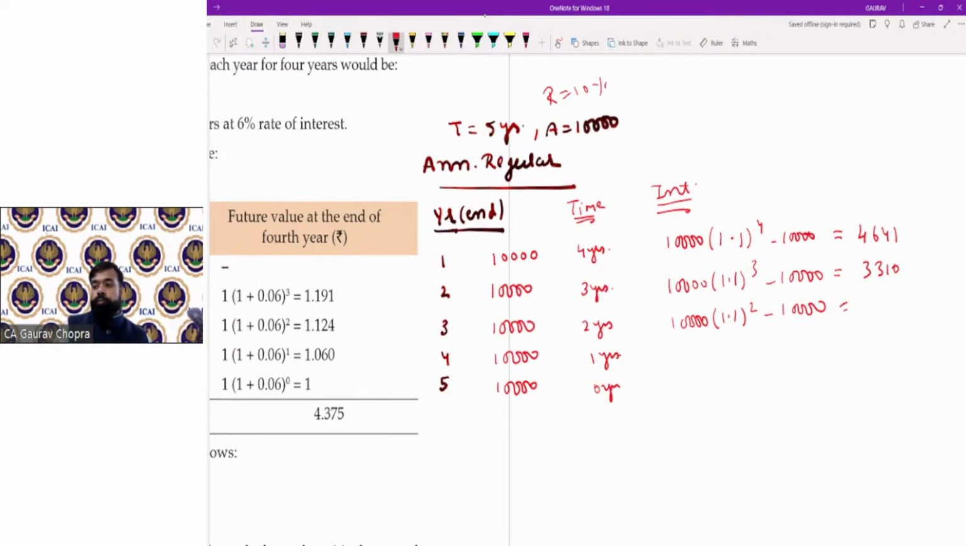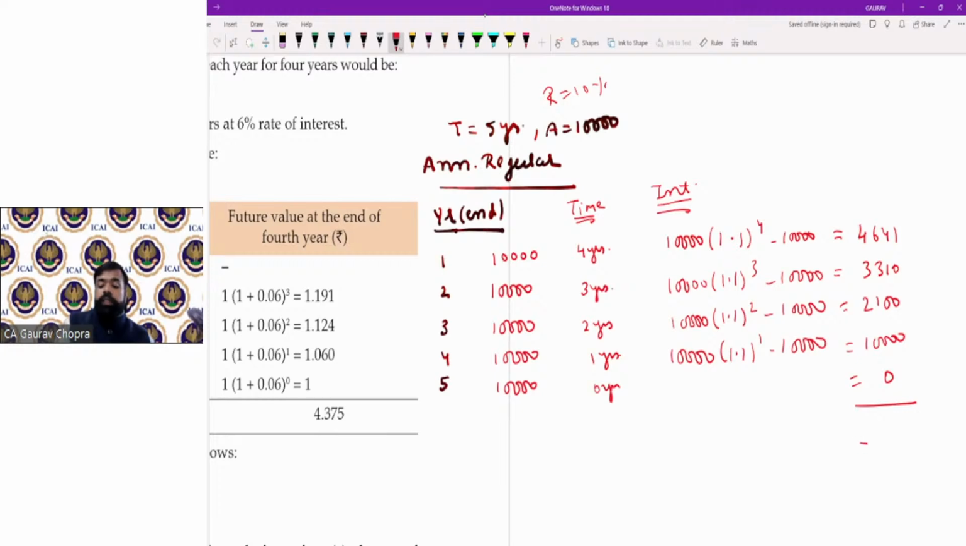Power 2, and then for the power 1, power 2 के लिए anyone? Yes, 2100 Mansi has given. Then Sundaran has also given, Yamini has given, Rishikesh, Kushal, 2100. Then for the 1 year, it is 1000. And for the last one, it is 0.